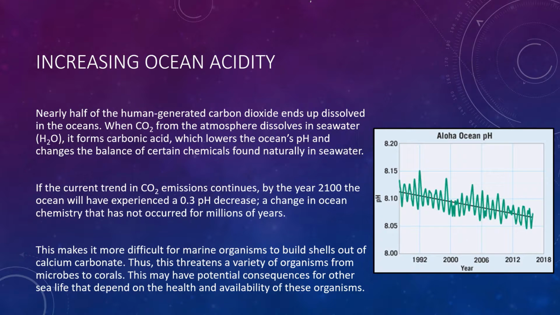Moreover, if the current trends continue in our CO2 emissions, by the year 2100, the ocean will have experienced a pH decrease of at least 0.3, which represents a change in ocean chemistry that has not occurred for at least millions of years. This shift toward acidity and the resulting changes in ocean chemistry make it far more difficult for certain marine organisms to build hard parts or shells out of calcium carbonate. The decline in pH thus threatens a variety of calcite-secreting organisms as diverse as microbes and corals.